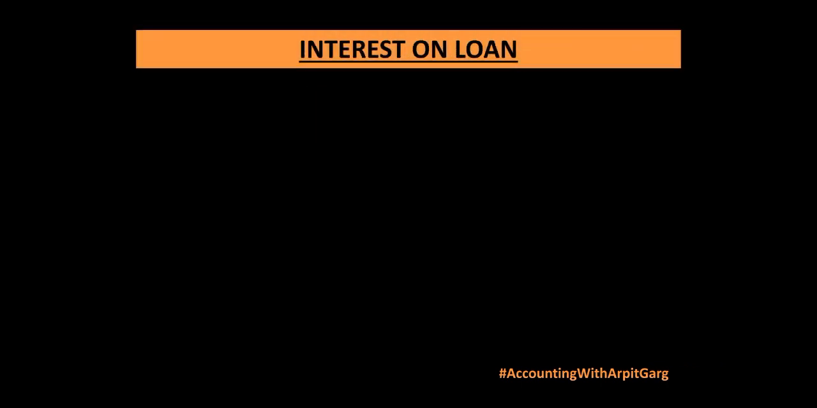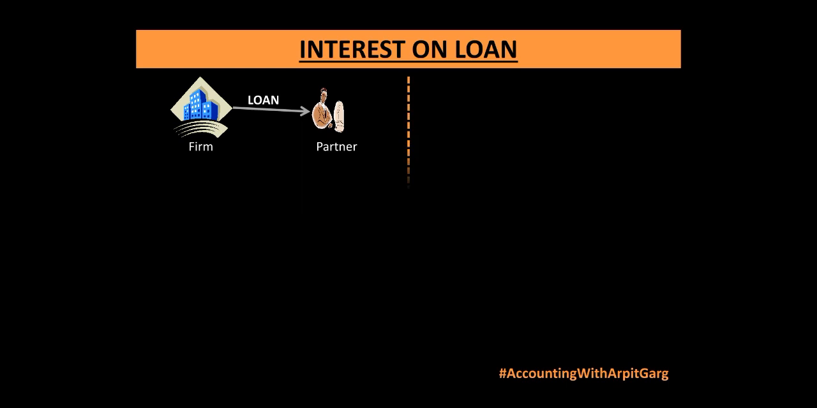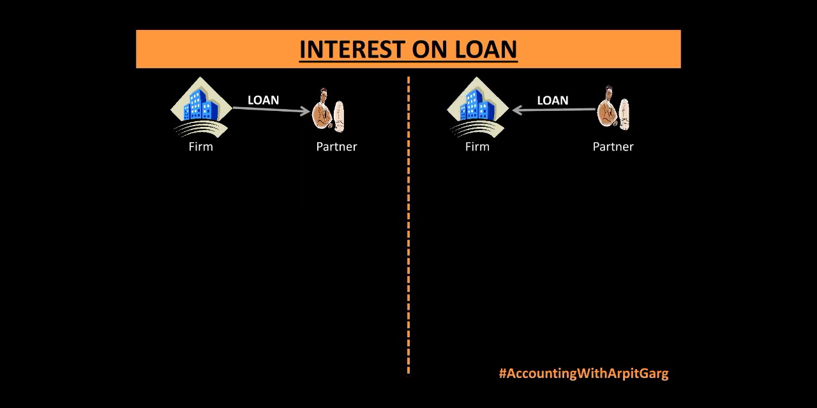Let's start. Our first topic today is interest on loan. The loan, which is either given by the firm to its partner or by the partner to his firm. Please remember that there is no need to learn the general entries by heart, as we can make them easily if we are thorough with the concept. Let's see how. Remember, we will also consider ourselves as the firm.